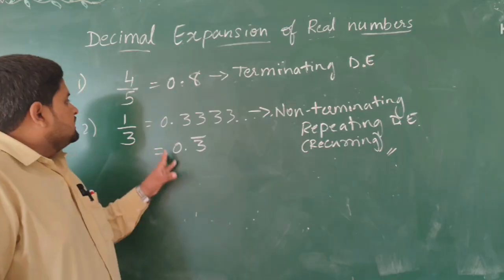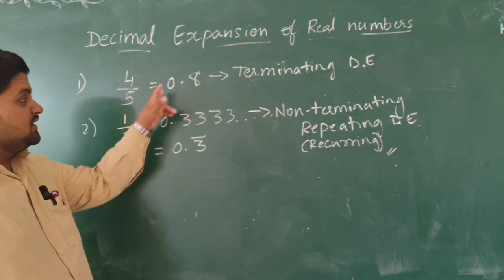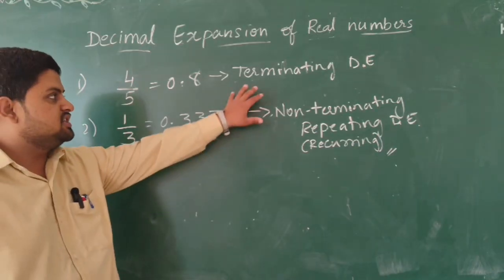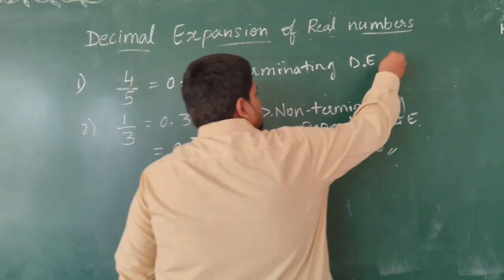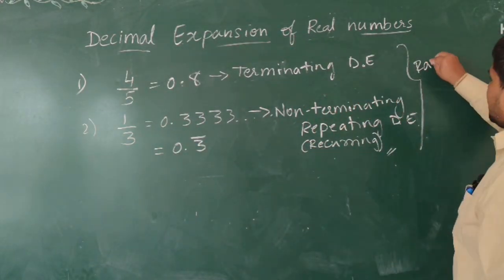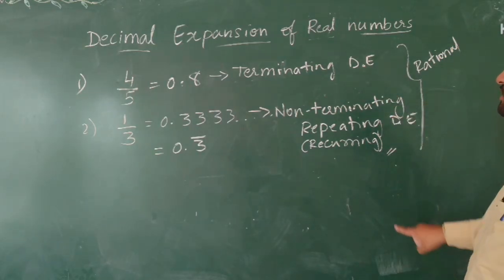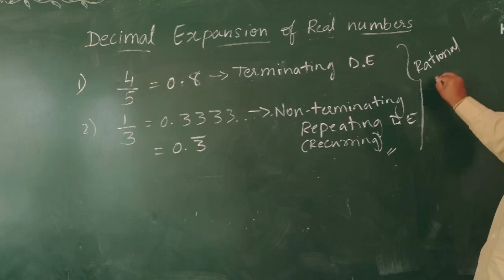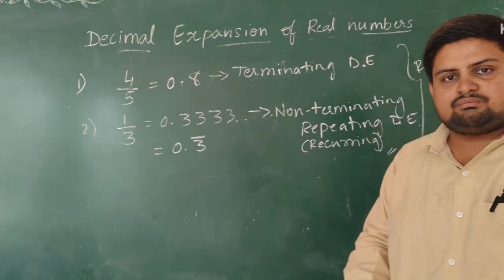So these are two different kinds of decimal expansion for rational numbers. One is terminating decimal expansion, the other is non-terminating repeating decimal expansion. Any rational number will have one of these decimal expansions, either terminating or non-terminating repeating. Every rational number will have one of these for sure.